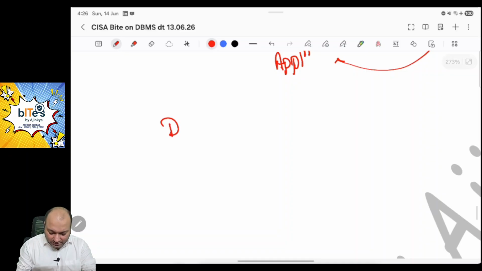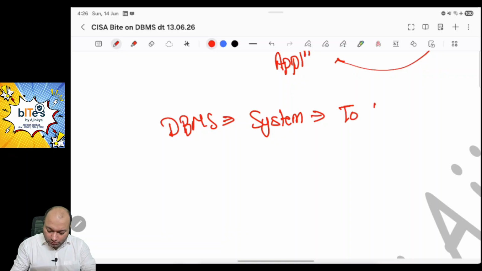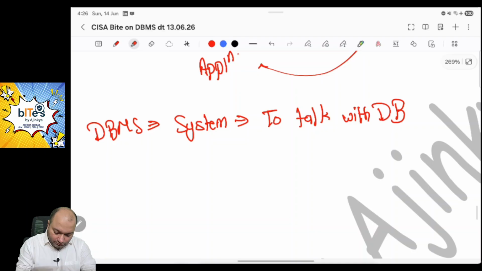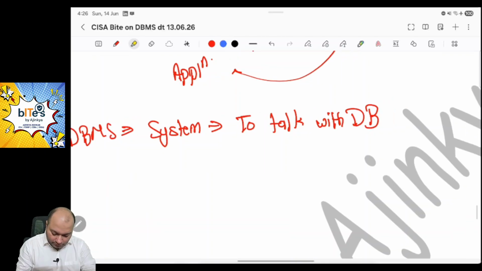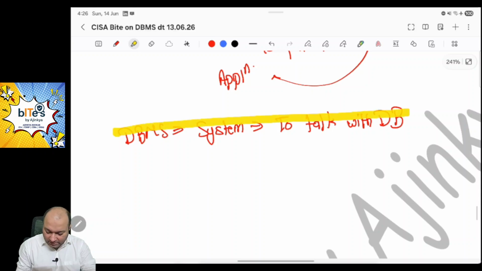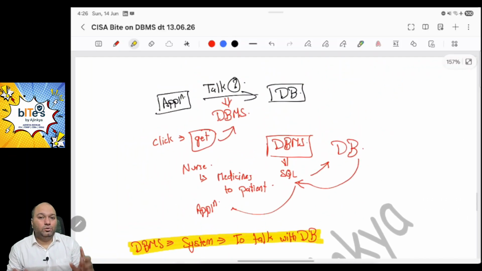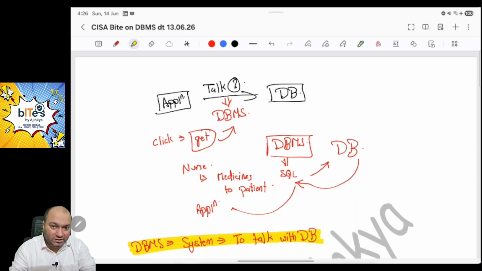It's basically a system to talk with a database. DBMS is a system to talk with a database. I hope you are clear with what exactly is a DBMS and what exactly is a database. And I hope you now know the difference between database and DBMS.